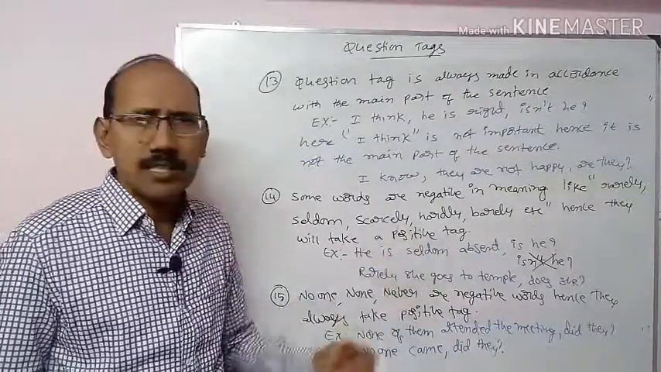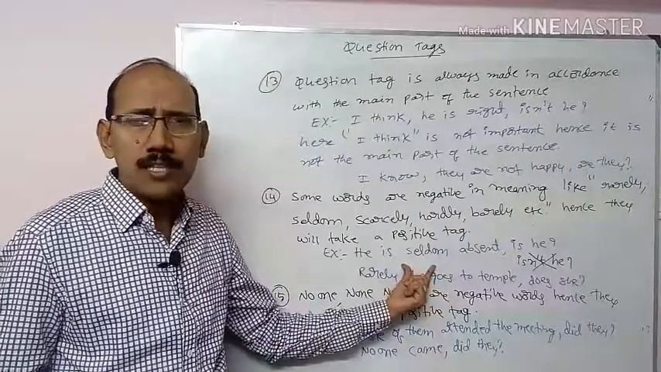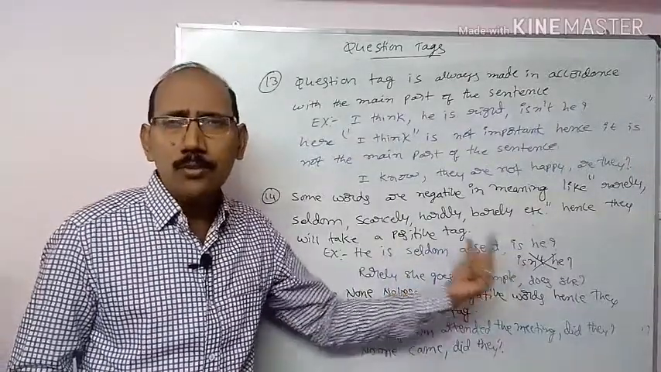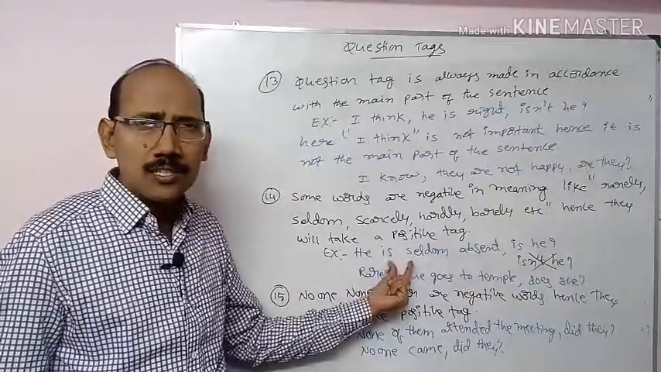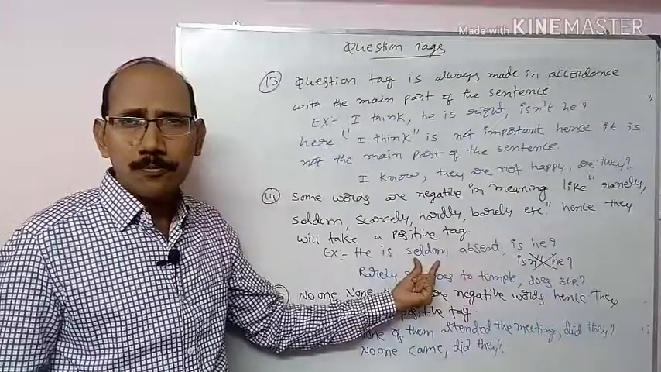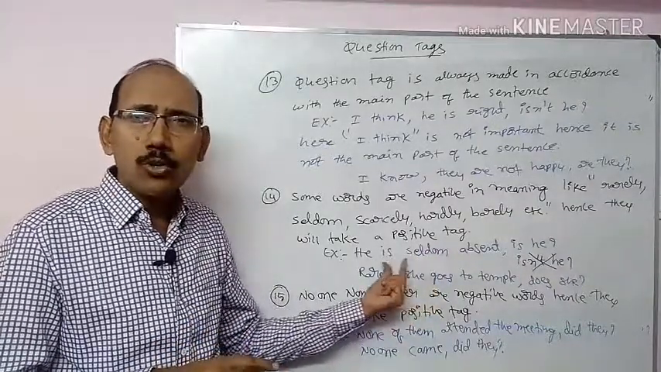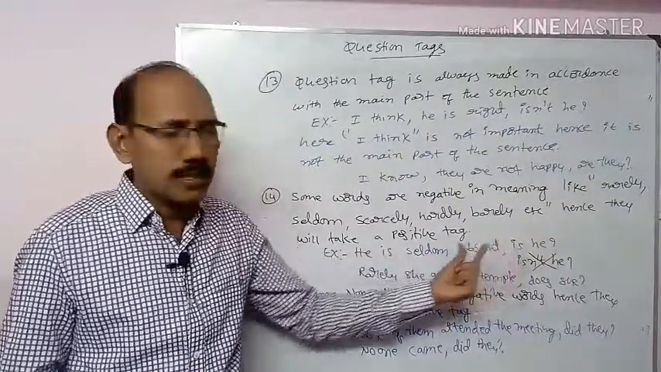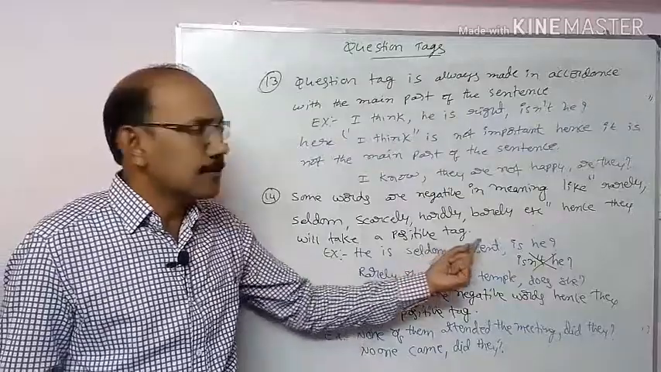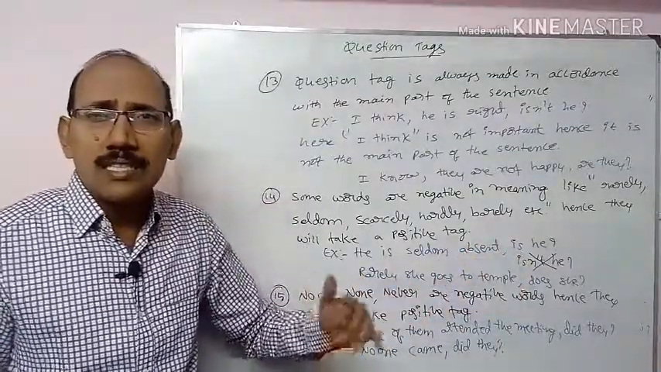He is seldom absent. It looks like a positive statement, and generally we tend to give a negative tag to this one, but in fact this is a negative sentence because of the word seldom. This particular word seldom is a negative word, so automatically the total sentence becomes negative. So we have to give a positive tag. He is seldom absent, is he? And not isn't he. We are not supposed to write isn't he.